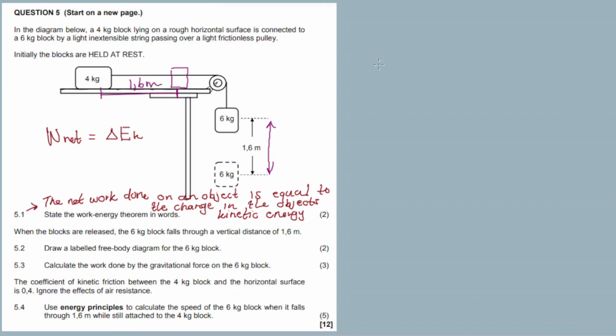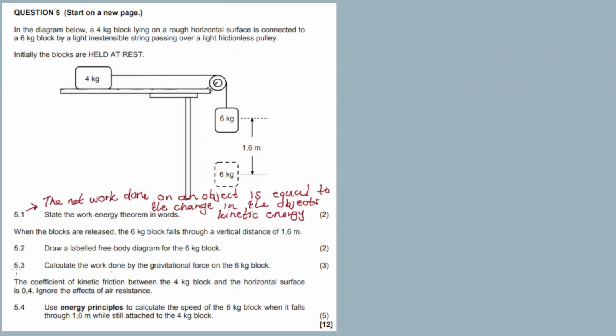If your friend is tied to you by a string, and you run forward a distance of 2 meters, what distance does your friend move? Yes, 2 meters as well. So it makes sense that the 4 kg block will move a distance of 1.6 meters as the 6 kg block. That's the second thing I want you to keep in mind, and this is the first thing.